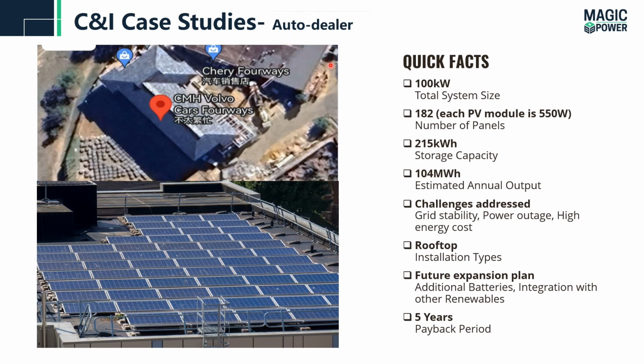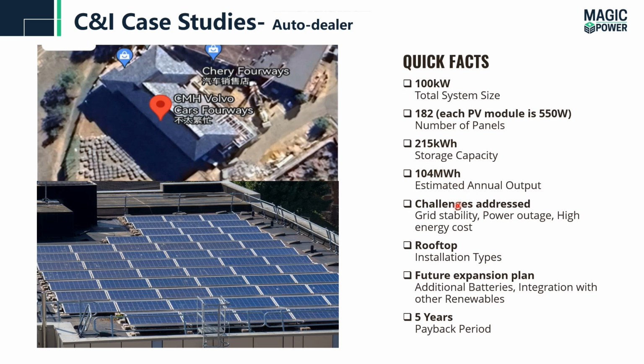So here is an auto dealer. We will look at the quick facts of the project. The total system size is 100 kilowatts. The solar panels installed are 182, each one is 550 watts. The storage capacity is 215 kilowatt hour. The estimated annual output is 104 megawatt hour.